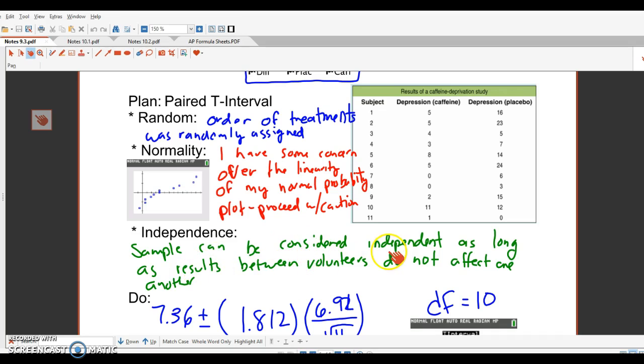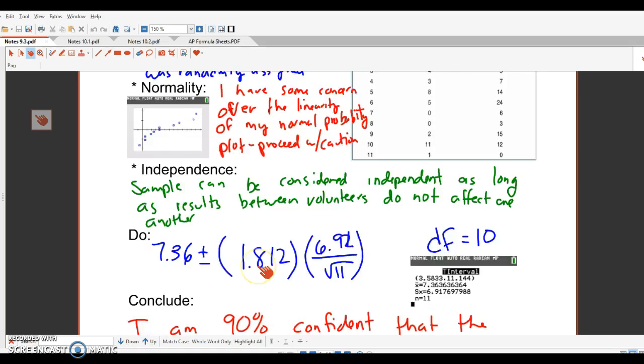The sample can be considered independent as long as the different subjects do not influence one another. Okay, so if someone is more depressed with caffeine, they're going to be more likely to be more depressed without caffeine. That's not the independence I'm worried about. I'm worried about in between each subject. So subject 1 doesn't have any effect on subject 2's depression score, in other words.